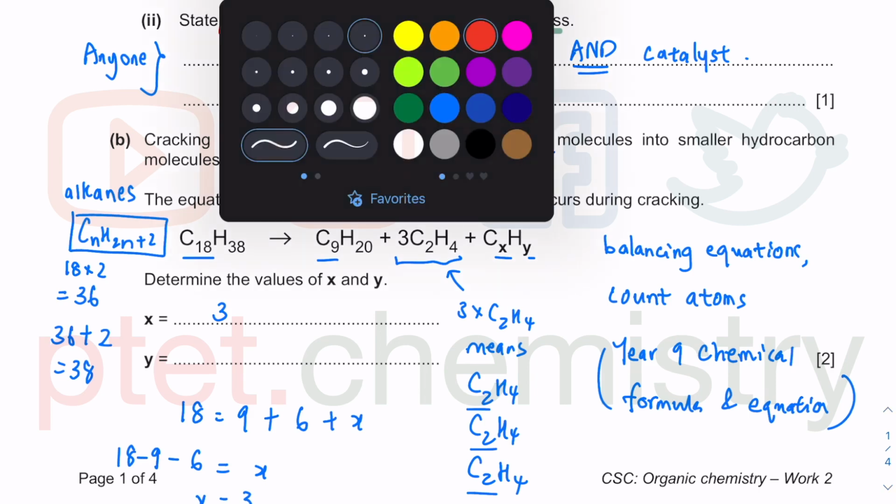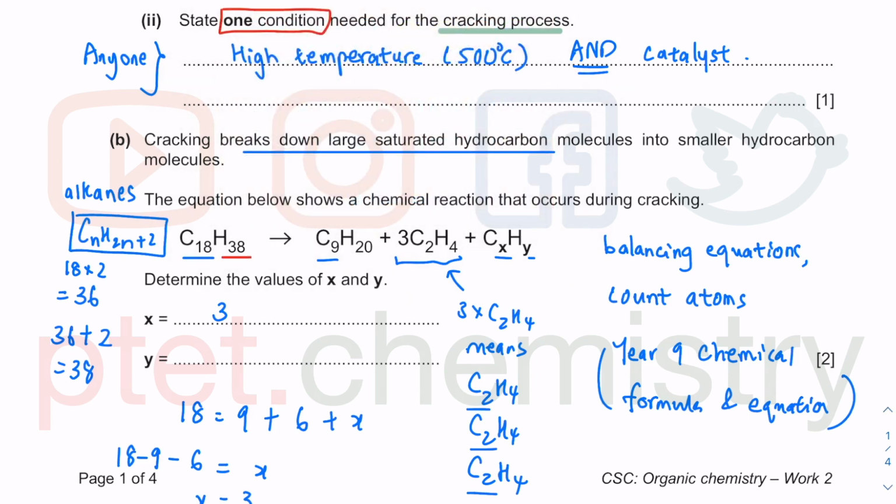Could do the same exercise for y. Y is going to be 38 equals 20 plus, well, I got 4, 4, and 4. So 4 times 3, which is 12, by the way. And I've got 1 times y. And what does this give me? 38 minus 20 minus 12 equals y. So what is y equal to? Press that into your calculator and you get y equal to 6. And you could see that there is C3H6, CnH2n, alkene there.